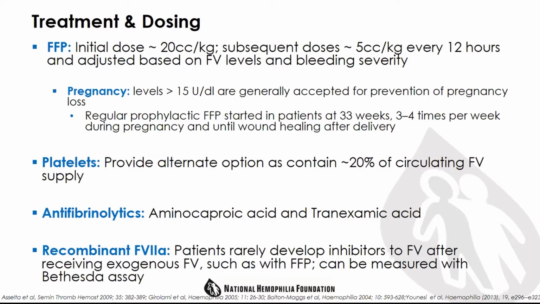Pregnancy is unique because in this state, you can actually prevent pregnancy losses by just keeping levels above 15%. According to some Iranian data that we have, fresh frozen plasma started in patients at around 33 weeks and given 3 to 4 times in a week would help maintain the pregnancy and would also prevent any postpartum bleeding, that is bleeding after delivery. Platelets, antifibrinolytic agents, and recombinant factor VIIa, specifically for those patients who have inhibitors.